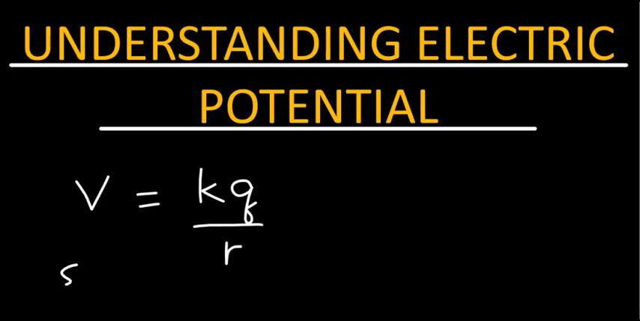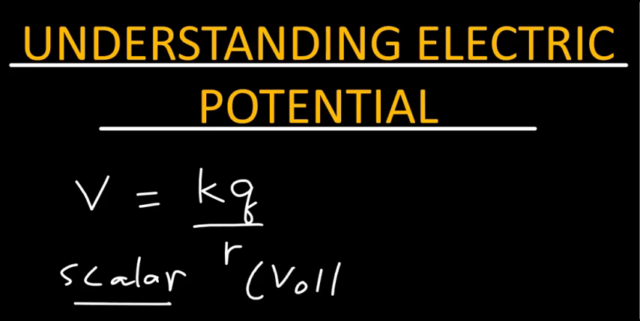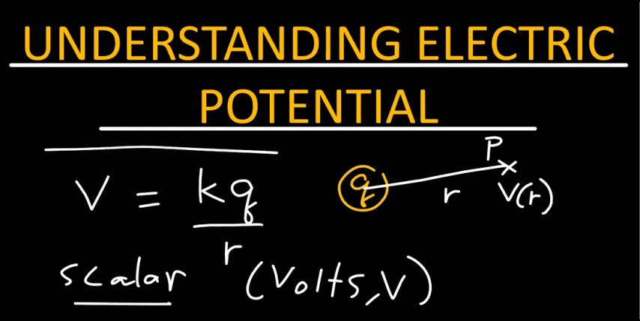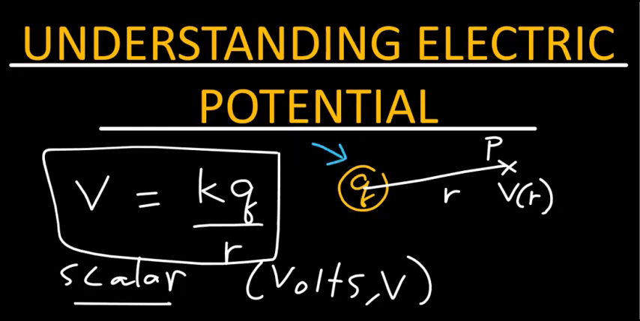As you can see, this is a scalar quantity. And the unit to quantify potential is volts, or in abbreviation, capital V. What this equation says is, if you have a charge Q and you want to determine the potential it creates a distance r from it, say at point P, the value of that potential at point P, a distance r away from that charge, is given by this expression. Of course, in this case, we are modeling this charge as a point charge.